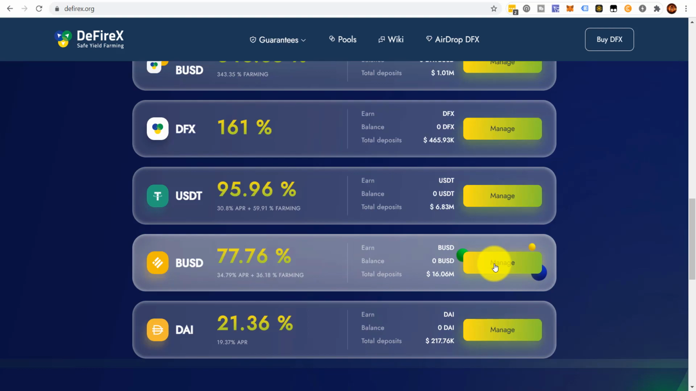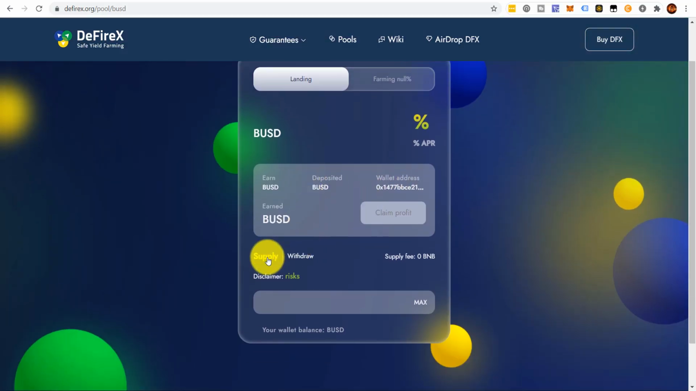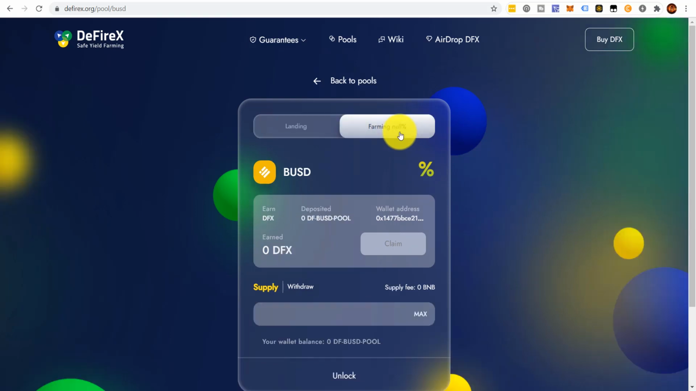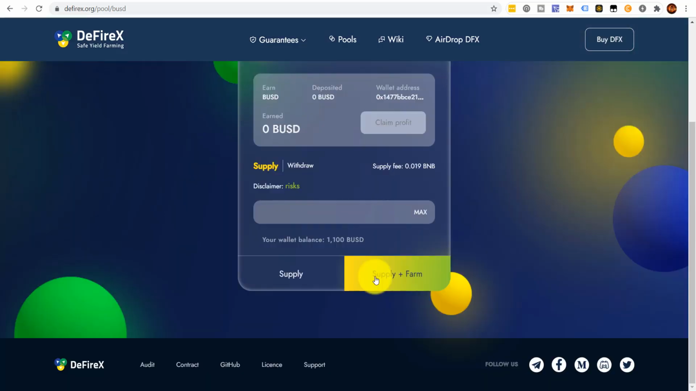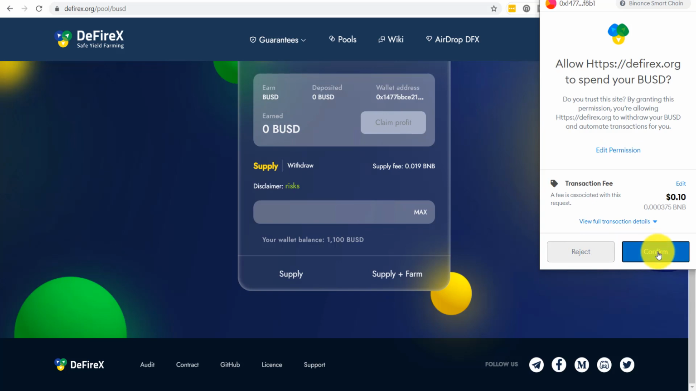All right, enough about that. Let's just go in here. I told the team, I said, hey, I'm going to check it out. At first, wasn't really feeling it for any reason. So this is what I'm going to get. The APR is 34.79%. When you include the farming profits, it's another 36%. So I'm going to supply, of course, confirm.